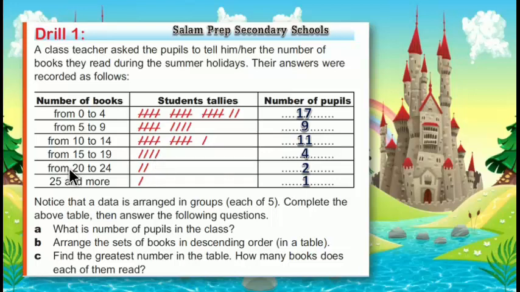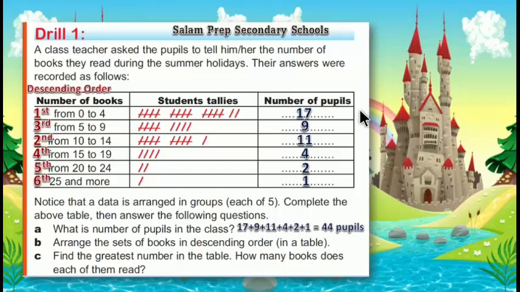The next range, 2 marks. The last range, only 1 mark, okay? So, the number of pupils in the class, 17 plus 9 plus 11 plus 4 plus 2 plus 1 equals 44 pupils. Second requirement, arrange the sets of books. This is sets of books in descending order in a table.